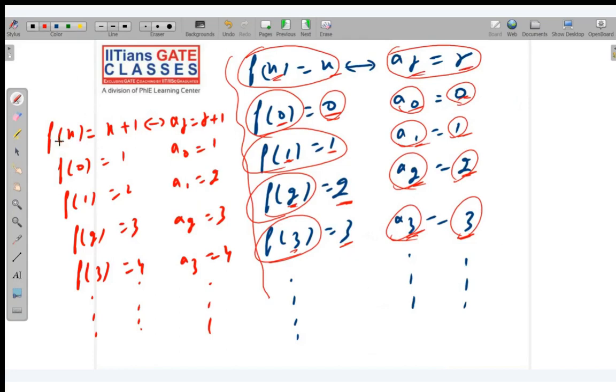Another function: f(x) is equal to x plus 1. So f of 0 will be what? 1. When input is 0, output is 1. Input is 1, output is 2. 2, 3, 3, 4, like this. So how will you write it in numeric function format? a_r is r plus 1: a0 is 1, a1 is 2, a2 is 3, a3 is 4, dot dot dot.